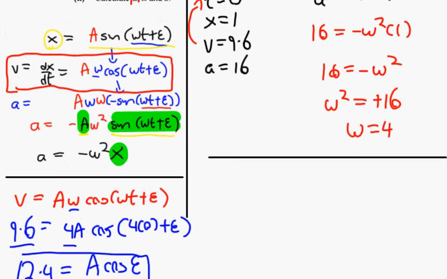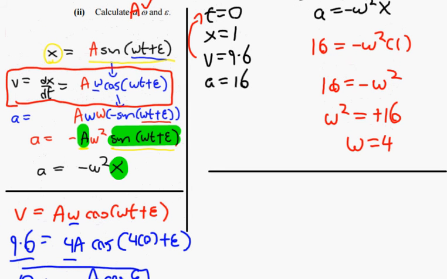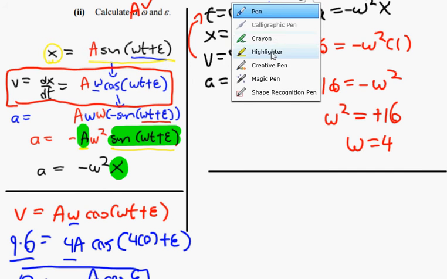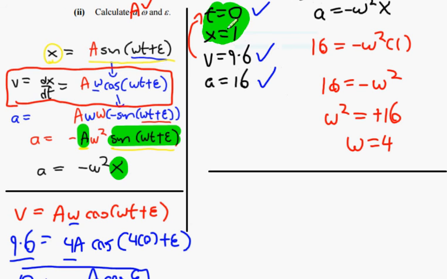So what I've worked with so far is V, and I've also worked with T. Is there any way I can compare A and T together? I've used A, haven't I? What about X and T as a combination? What about displacement related to time? There we go. X equals A sine omega t plus epsilon.